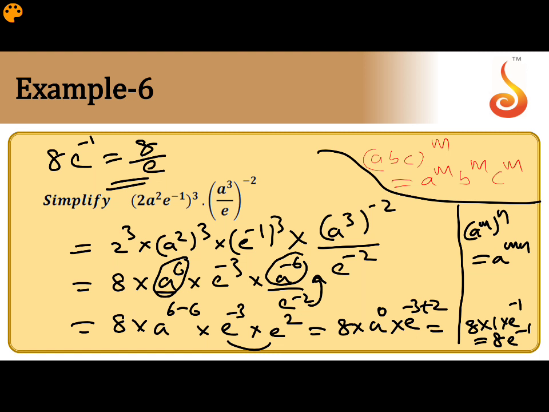So that gives 8 into 1 into e power minus 1. So 8 into 1 is 8, because a power anything power 0 is 1, e power minus 1. You can leave it like this, or we can take 8 into e power minus 1 as 8 by e power 1, because if you take e power minus 1 to the denominator, it becomes 1 by e only. That is the solution for this question.